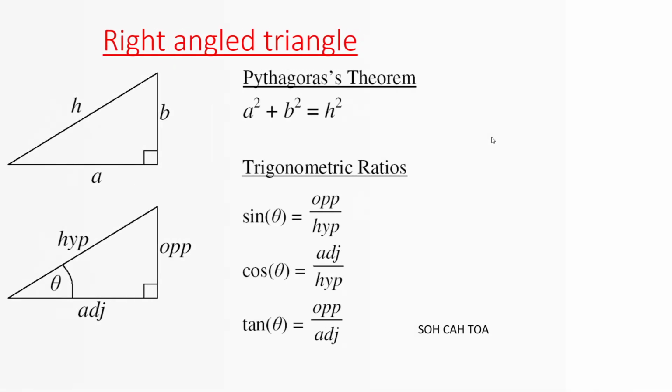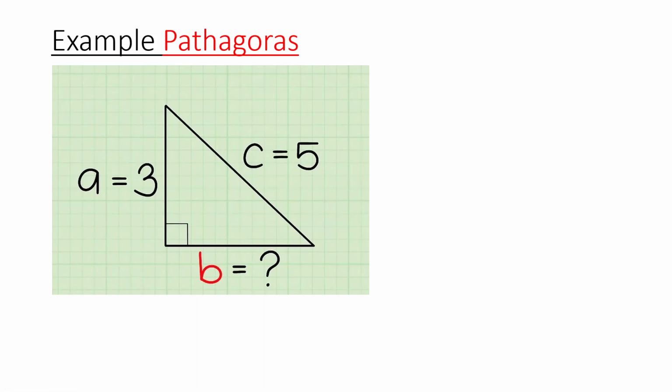Okay, let's go on. So an example on Pythagoras. Now we have this right angle triangle, and we have a equals 3, c equals 5, and b is unknown, but we know that this is a right angle triangle. So let's write down our formula, which is a squared plus b squared equals c squared. Now we're going to substitute. We know that a is 3 and c is 5, and b is unknown. It's easy to find b now. Okay, b is equal to 4. I know we're going to use a calculator in this one, and Pythagoras is just straightforward.